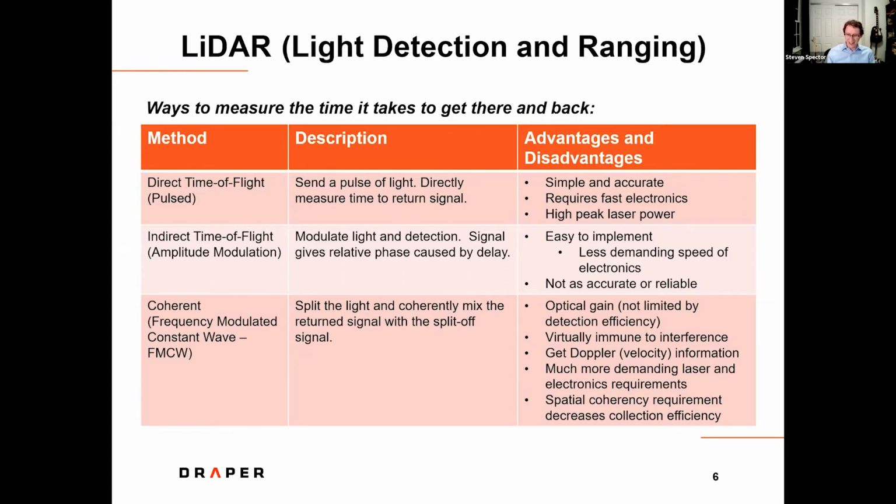It's harder. You need much more demanding laser and electronics requirements because it has to have that coherency. I'm not going to go into detail, but you do certain things to signals to get that range measurement. And you also have the spatial coherency requirement. Not only do you have to have a single frequency laser with good temporal coherence, you also need spatial coherence on the signal you're receiving to get good interference between those two signals. So that limits how much collection efficiency you can have.